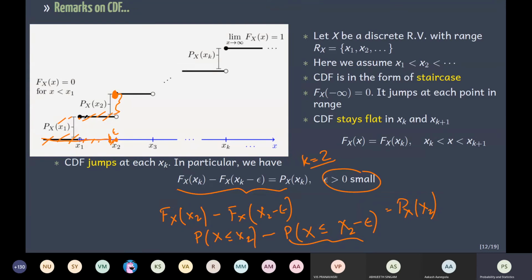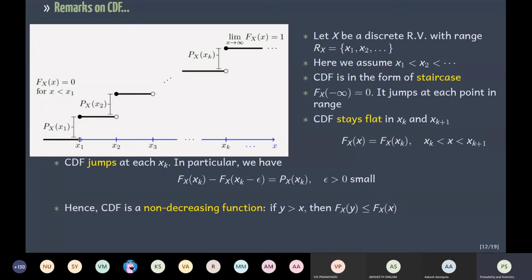And then the remaining, what you have computed up to just now, that will be removed, so you will get the point probability at x2. That's what it's trying to say. If you remove the epsilon part, the left part of that, all that you have added up so far, then you end up getting the pointwise value. So this is all in the discrete case, and the CDF is a non-decreasing function.